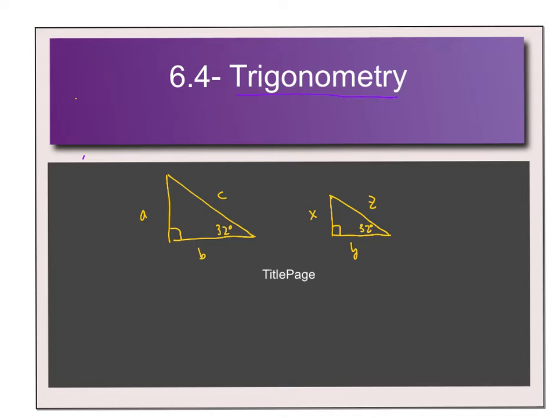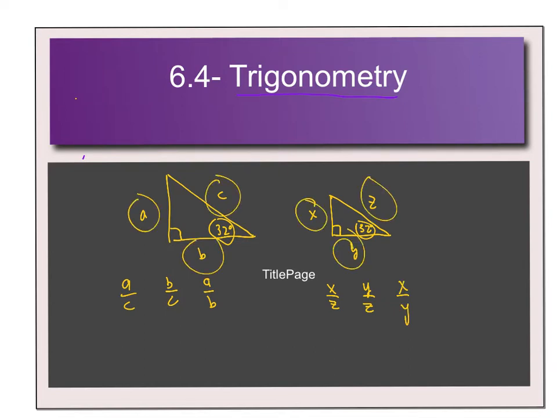Okay, so what they're saying is that because these two angles are the same, my angle relationships are going to be the same. So A over C and B over C and A over B are going to be the same relationship of X over Z, of Y over Z, and of X over Y. All I'm saying is the relationship between the sides, even though they're both right triangles of different sizes, because these are both 32 degrees, is going to be equal.